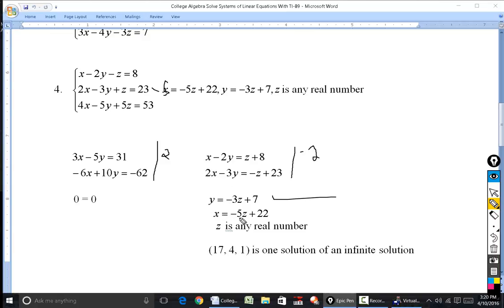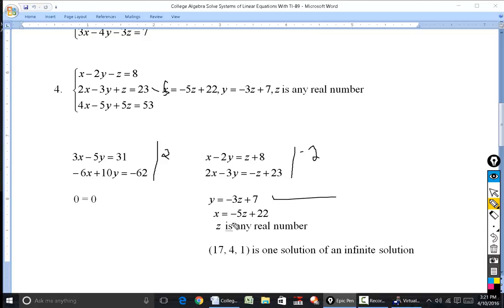So you would say this system has an infinite solution, and here it is. y is equal to negative 3z plus 7, x is equal to negative 5z plus 22, and z can be any real number. So if the instructor tells you to give 2 or 3 solutions to this system, then you would just pick values for z and plug them into these 2 formulas, like I did here. I let z equal 1, and I got 4 for y and 17 for x. This is just to show you how you get the solution manually.